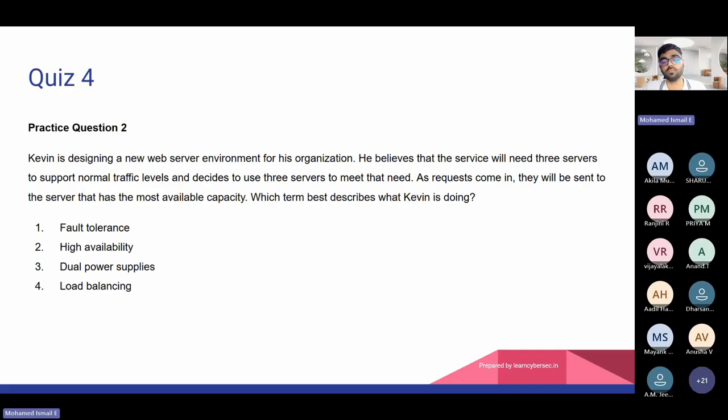Then load balancing is the fourth one. That is the right answer, because most of them reported or posted rightly. Load balancing, because the normal traffic load they assessed in the past, and based on that they identified we need 3 servers. So how to distribute the traffic? Which one is best available, based on the health of the server, how much memory used, how much CPU used. These are continuously monitored. Based on the best available server, the load balancer will route the traffic. So load balancing is the right answer for this question.